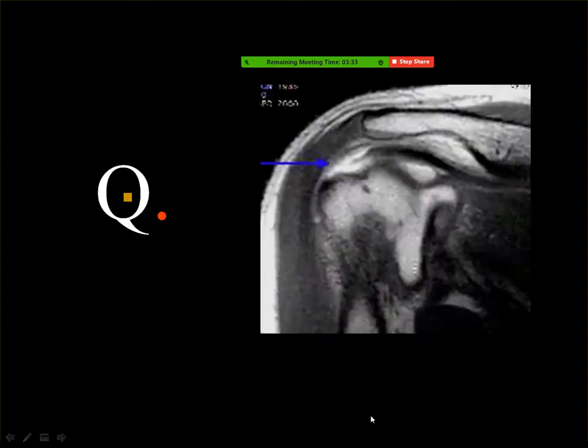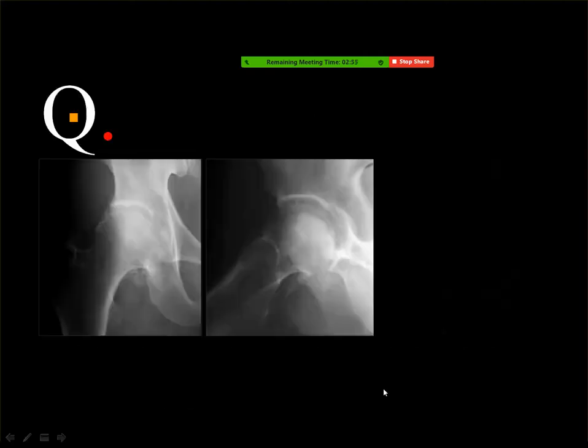Very good. And what do you think this arrow points to? I think this is a complete rupture of the infraspinatus. Yes, very good. This is the spine of the scapula, and this is the characteristic inferior protrusion. Then this tendon will be the infraspinatus tendon, and you got high signal, and the tendon is not reaching the greater tuberosity, meaning that there is a full thickness rupture of the infraspinatus tendon. Very good.